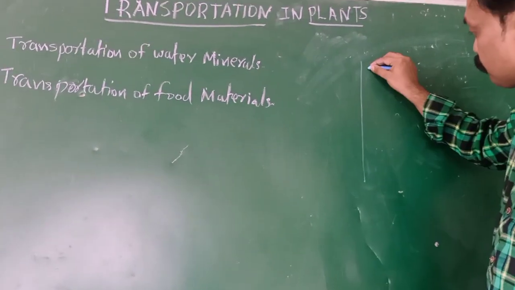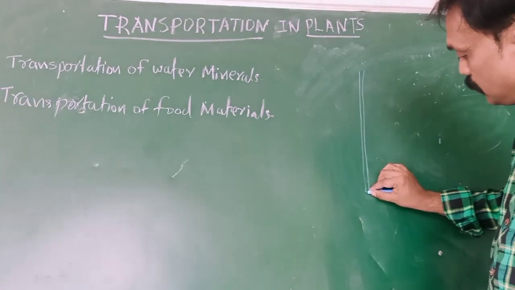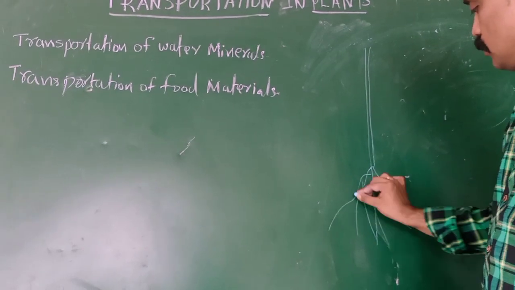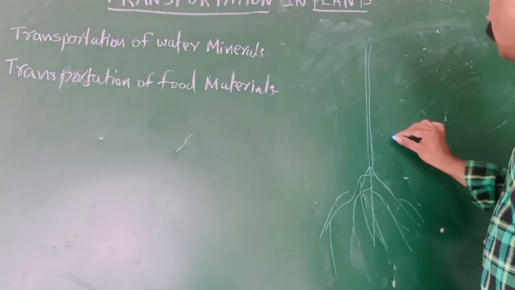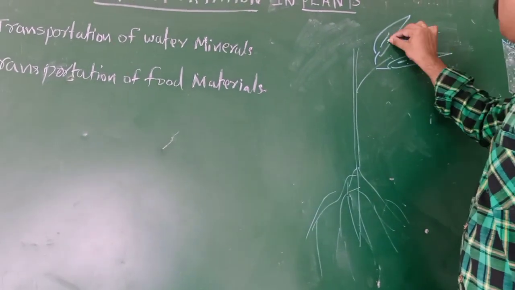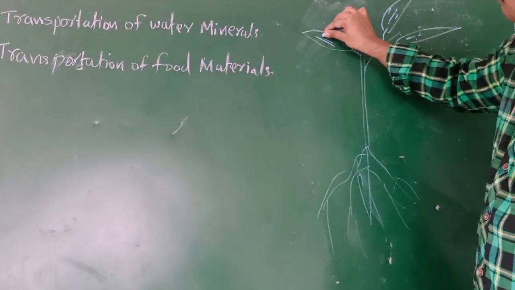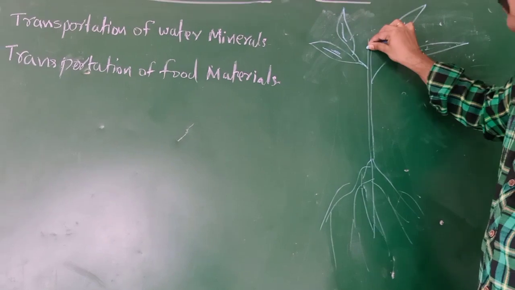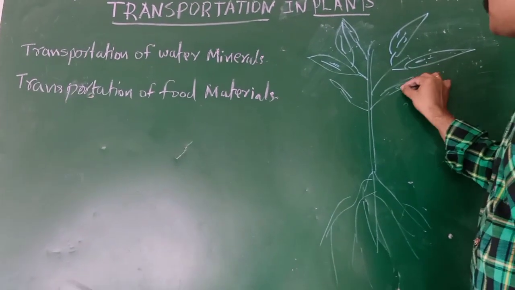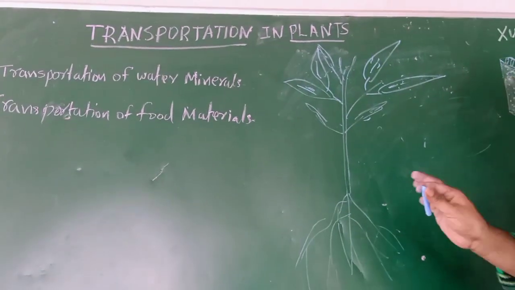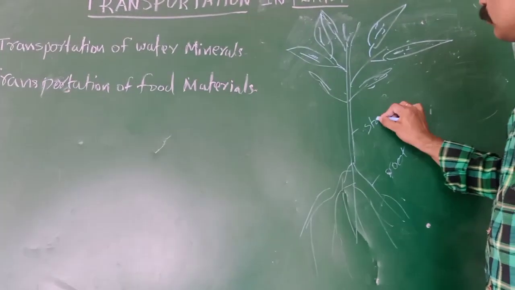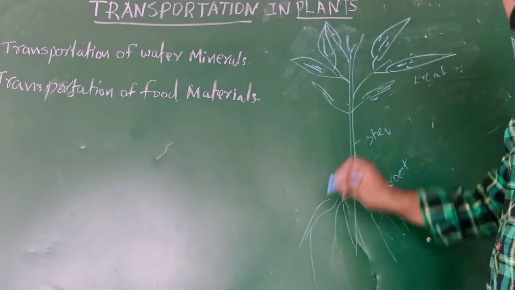For example, if you observe a plant, we observe roots, stem, branches, leaves, so many leaves and branches. We observe the different parts: roots, stem, leaf, and flowers and fruits, whatever is there.